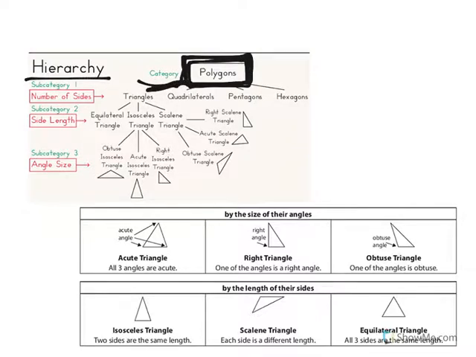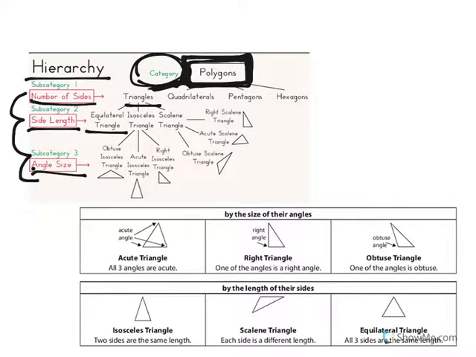We remember that each category can be divided into subcategories like the ones we see here. Subcategory 1 being the number of sides, then the side lengths, and then subcategory 3 is our angle size. So, when we take a look at triangles, we remember that they can be called a bunch of different things. We know they're called a triangle because they're any shape that has 3 sides, but they could be an equilateral triangle with 3 equal sides, an isosceles triangle with 2 equal sides, or a scalene triangle with no equal sides.